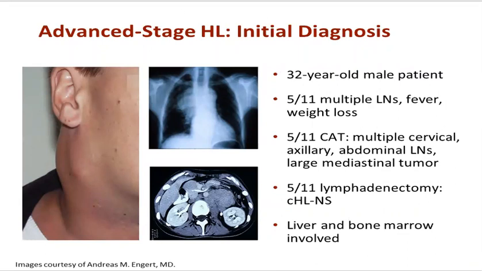In advanced stage, there is a case of advanced stage Hodgkin lymphoma in a 32-year-old male patient with multiple lymph node involvement. Here you can see fever and weight loss in the presence of lymphadenopathy seen on the X-ray and liver and bone marrow involvement.